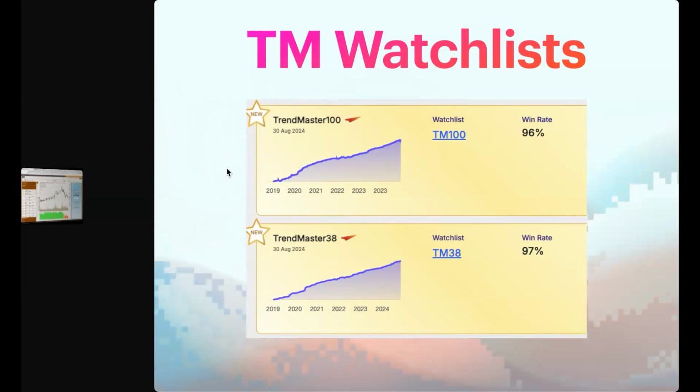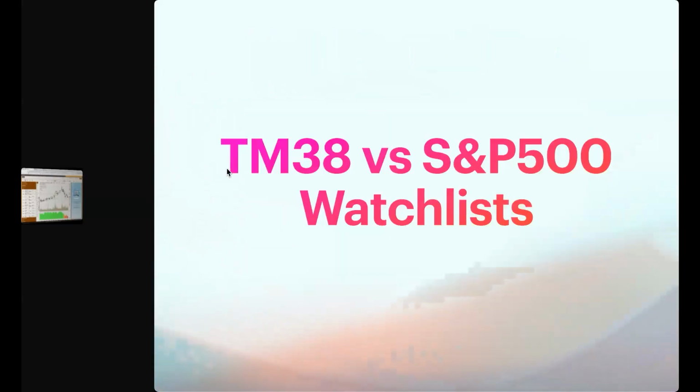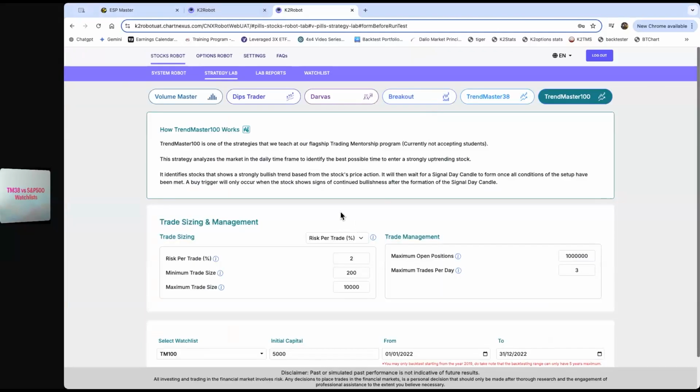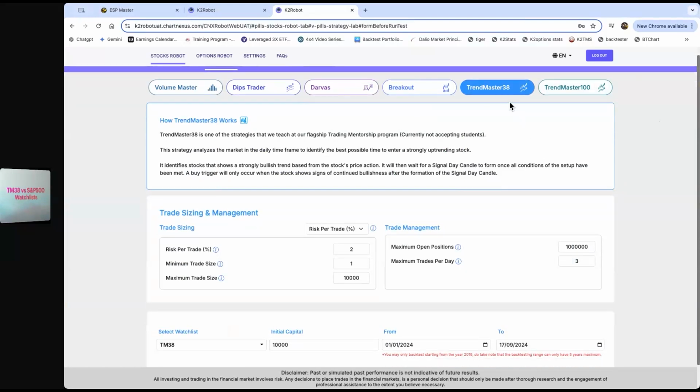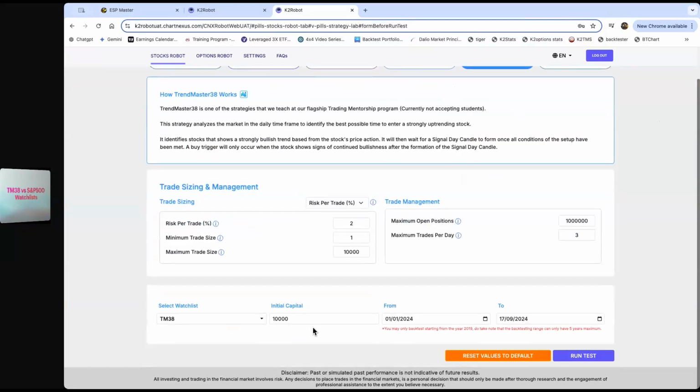Now I want to do a demo to show you that if you were to trade the same strategy, one strategy, on the TM38 watch list versus the S&P 500 watch list, you can see a big difference in their trading performance. So I'm going to bring you to my tool over here. I'm going to do TM38. These are all our strategies, TM38. What I'm going to do is probably just set this to 5,000. Most of you should be 5,000.